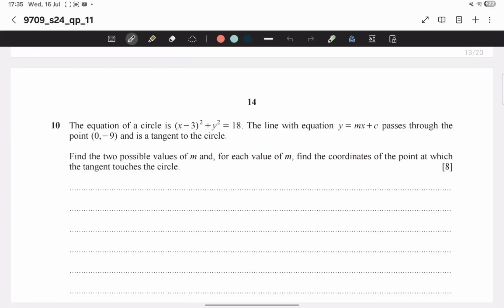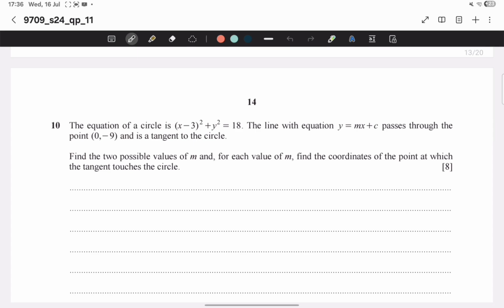So number 10 is saying the equation of a circle is (x − 3)² + y² = 18. The line with the equation y = mx + c passes through the point (0, −9) and is a tangent to the circle. Find the two possible values of m, and for each value of m, find the coordinates of the point at which the tangent touches the circle.